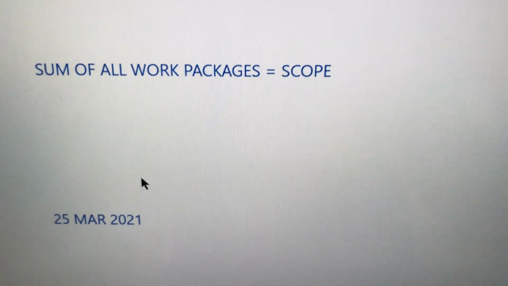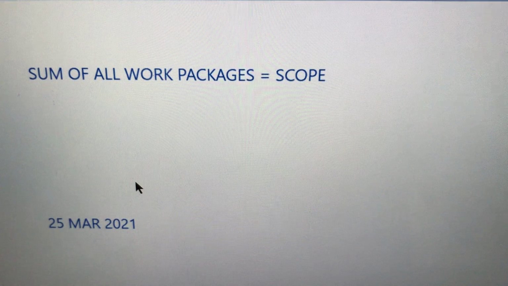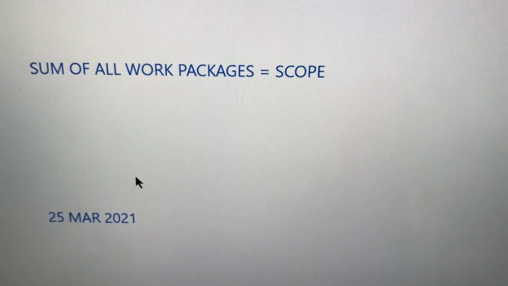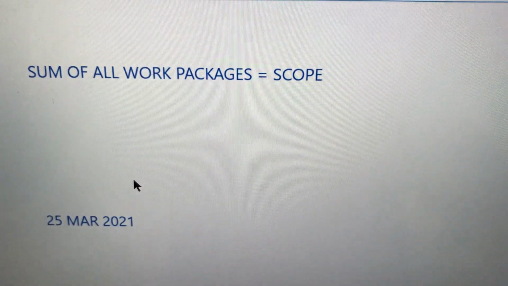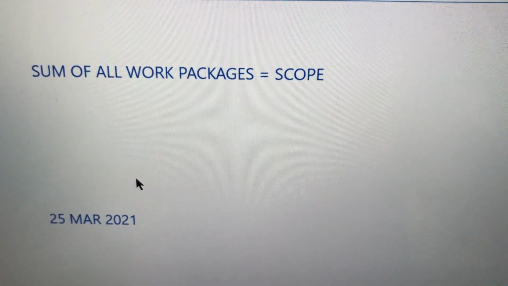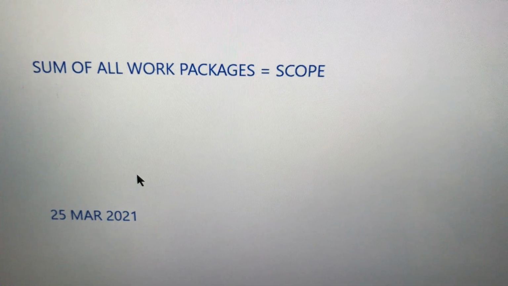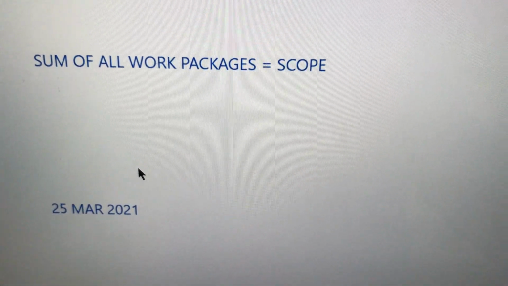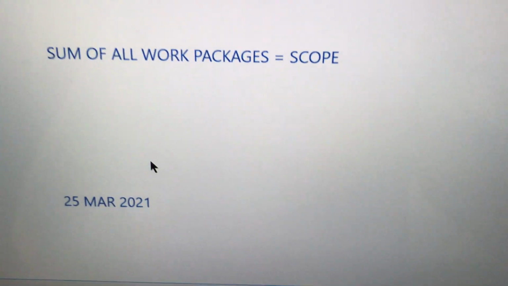If you ask why it is that way, my answer is that is the way this diagram is decomposed. We are taking scope as the root, the starting point, like the central branch of a tree, and then you are breaking it down into branches. The tips of the tree, the work packages, would sum up to the scope. That's what it is: sum of all work packages is equal to scope. This is a formula. Just remember this.